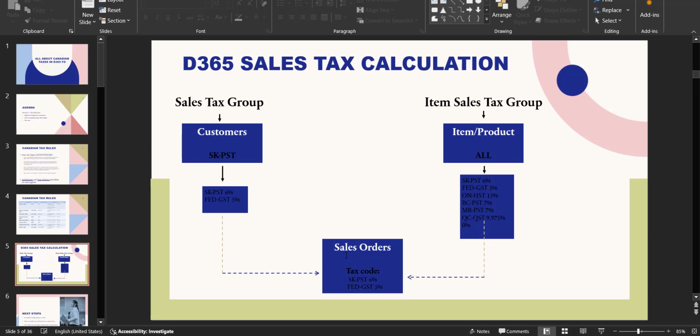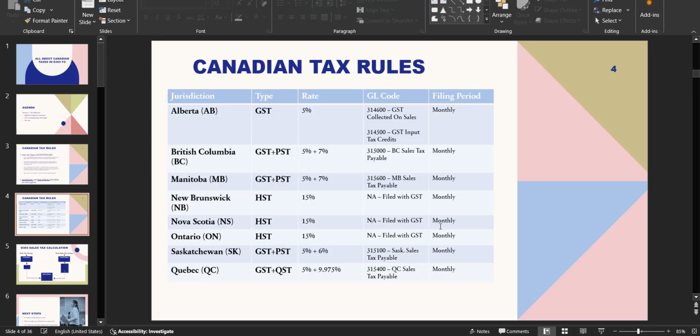Now that we have the sales tax group and item group clarified, how is the system calculating? On a sales order transaction, let's say we sell an item to a customer based in SK, the system is going to pick the common rate across those two groups, right? On the left side, I have 6%, 5%. On the right side, I also have 6 and 5. So the system decides those two are the common rates, and it's going to apply 6% and 5%. Once that's calculated, it's going to be posted to the predefined GLs that we talked about in the previous slide. So this is how the system is calculating.